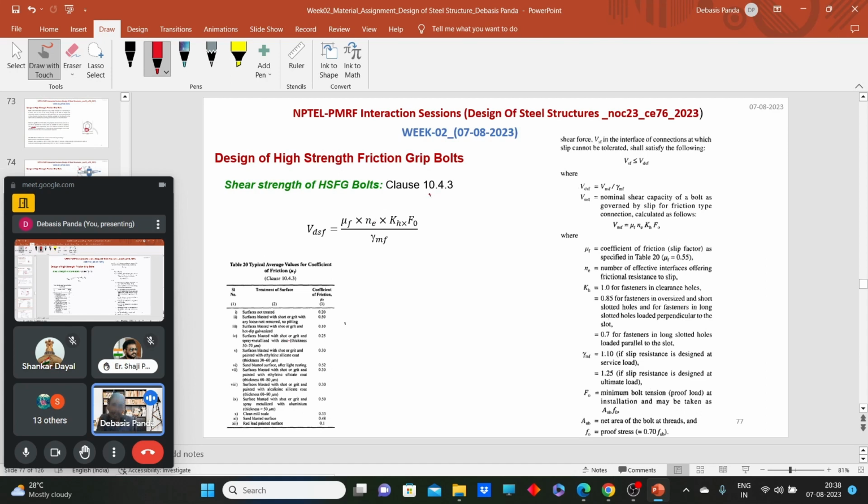Clause 10.4.3 gives the shear capacity of the frictional type bolt. It says the design shear capacity of a frictional type bolt will be mu f, that is the friction coefficient between two plates, from where we can get the value from table 20. All the values of the frictional coefficient are given based on your requirements on the site. Then Ne is the number of effective interfaces offering the friction. That means if we have two plates, how many faces offer the friction? One. If we have a butt joint, two.